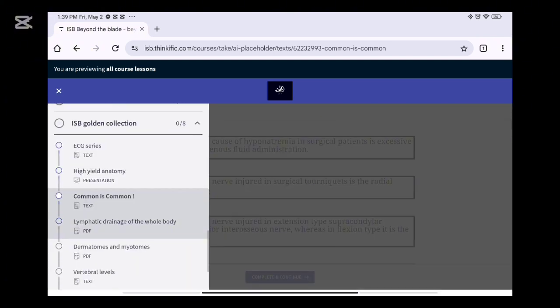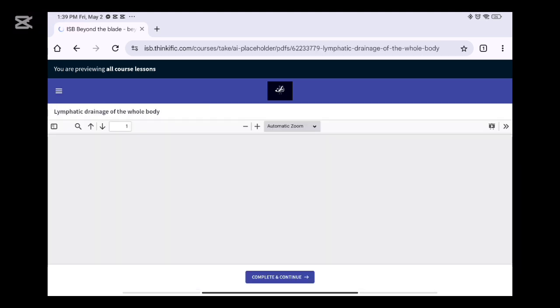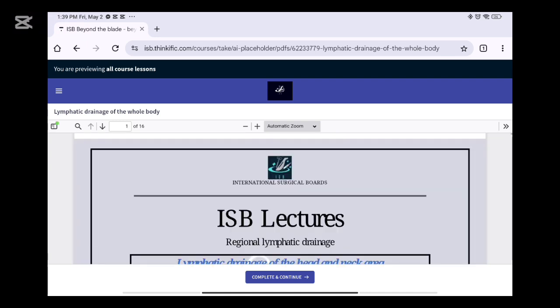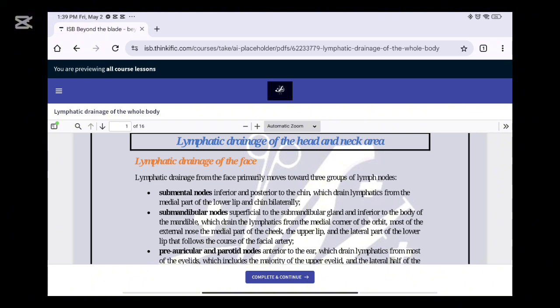And you also need to study all of the lymphatic drainage of the body in one place. I think this is better when you finish all of the anatomy from the lectures. You come here to this category and study it, and it organizes your thoughts. It organizes everything in one place. For instance, lymphatic drainage from the head and neck area, lymphatic drainage from the thorax, lymphatic drainage from the abdomen.